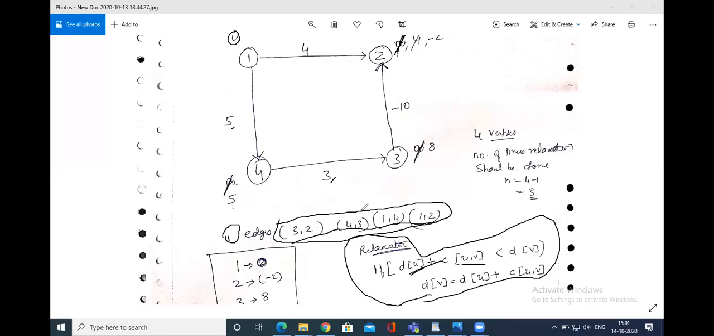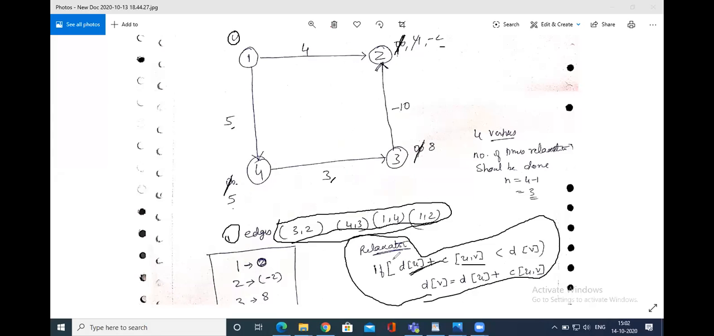Similarly, you follow in between 1 and 4. Between 1 and 4, 5 is already there, right? So 0 plus 5, maintain as it is. 1 to 2, in between 1 and 2, 0 plus 4, 4 is already there. Is 4 less than 4? No, 4 is maintained as it is. Two relaxations I have explained. Finally, the last relaxation, wherein you will get this final minus 2.